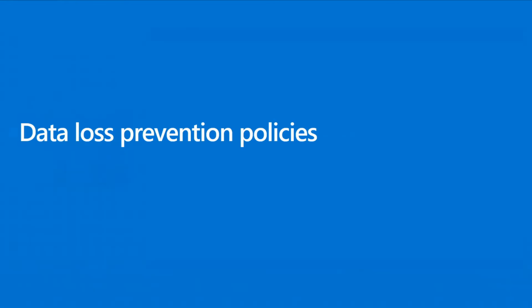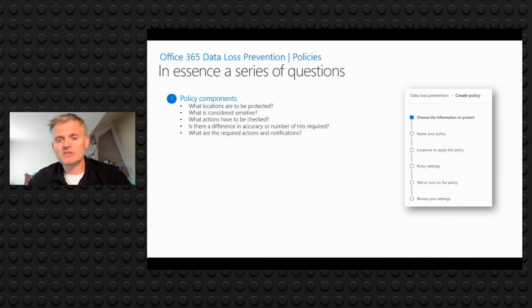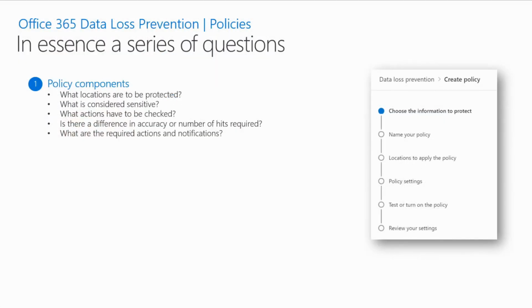Okay, well, right now we've seen sensitive information types. We've seen it working from a user's perspective, so let's see what those policies look like. A data loss prevention policy is basically a series of questions, and it's those questions the system will use to apply the policy or not. So what locations do we need to protect? What's considered sensitive? What actions have to be checked, etc.? These are also the settings you get when you use the template to create a data loss prevention policy.